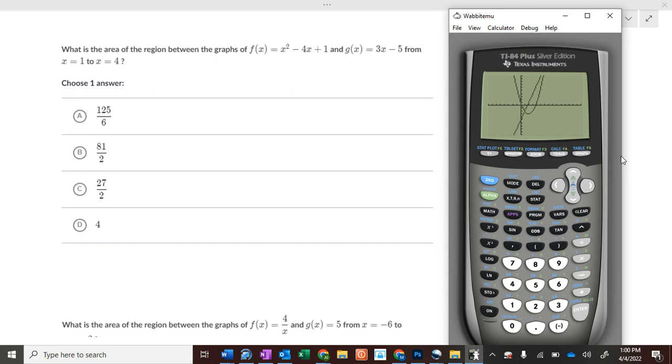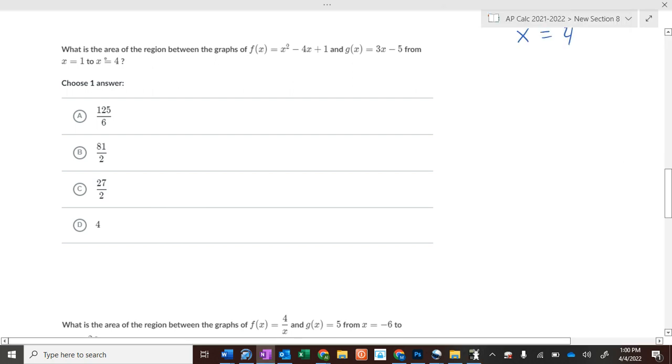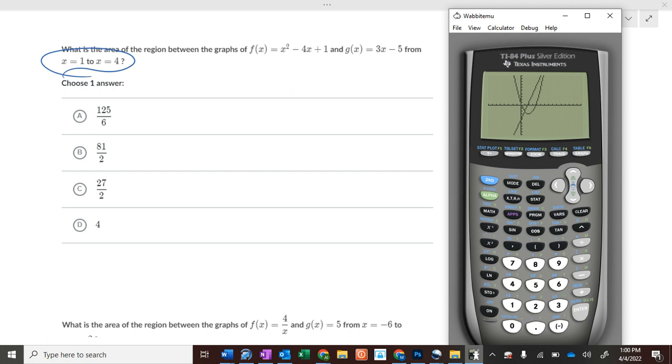Which one is above from 1 to 4? Which one is above the other one? The straight line, the 3x minus 5. So we have to take the top line minus the bottom line. That's the rule. Okay?